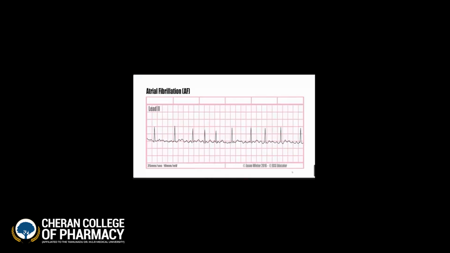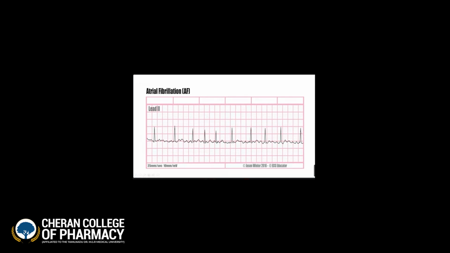30 big squares. Count down. 1, 2, 3, 4, 5, 6, 7, 8, 9, 10, 11, 12, 13, 14, 15, 16, 17, 18, 19, 20, 21, 22, 23, 24, 25, 26, 27, 28, 29, 30. These are 30 big squares, right? How many R waves are there in 30 big squares?